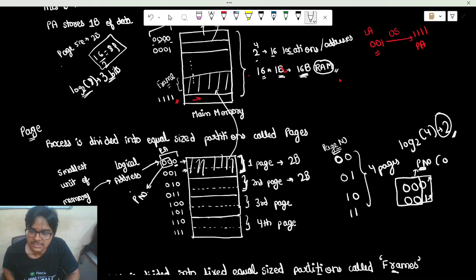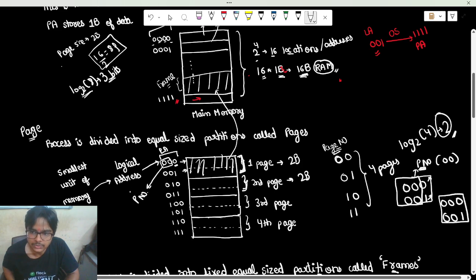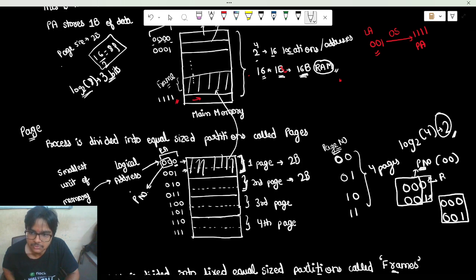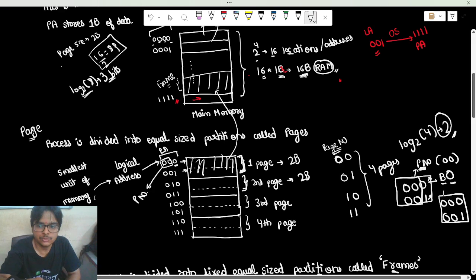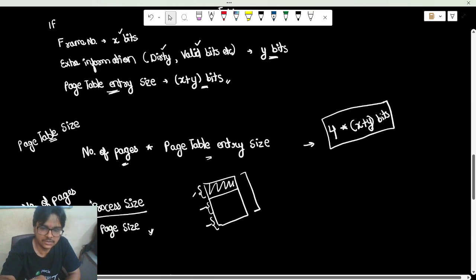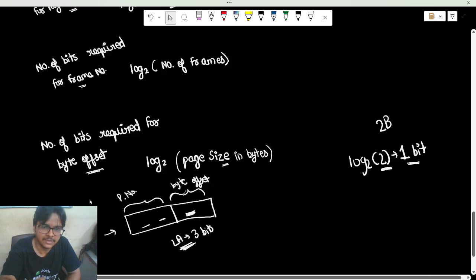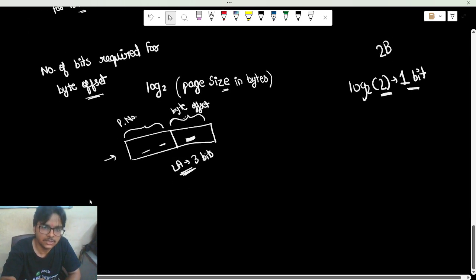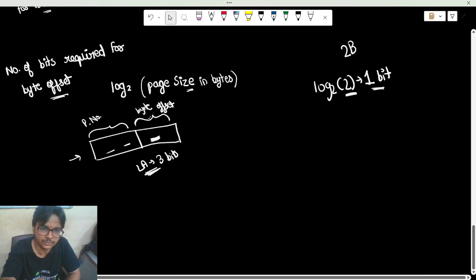So your page number is, let's say, 00. Using 00 you can get 000 and 001, these two addresses. But how to get a specific address? For that you would need another bit which we call byte offset. It is used to specify a particular address, by appending byte offset to the page number.